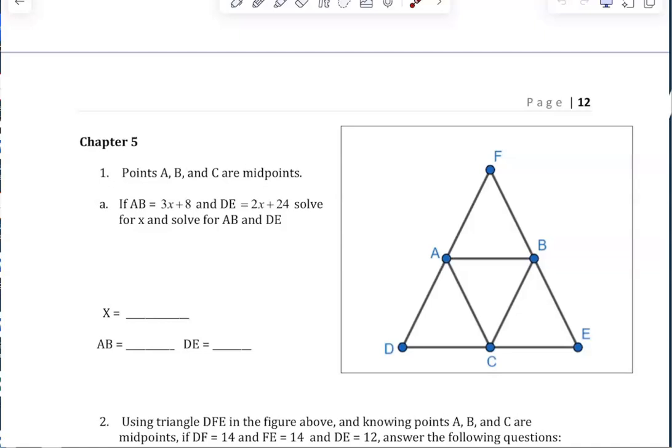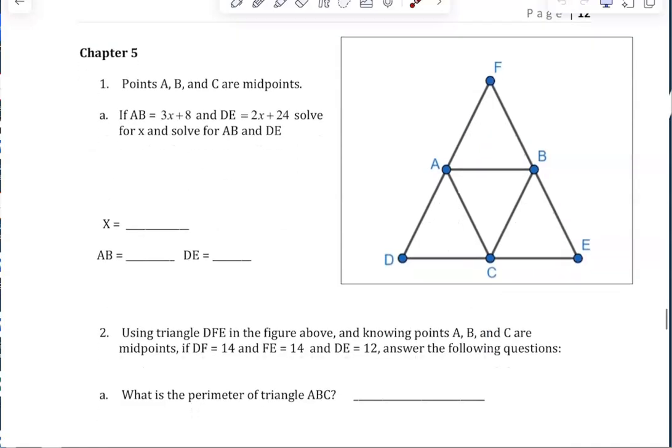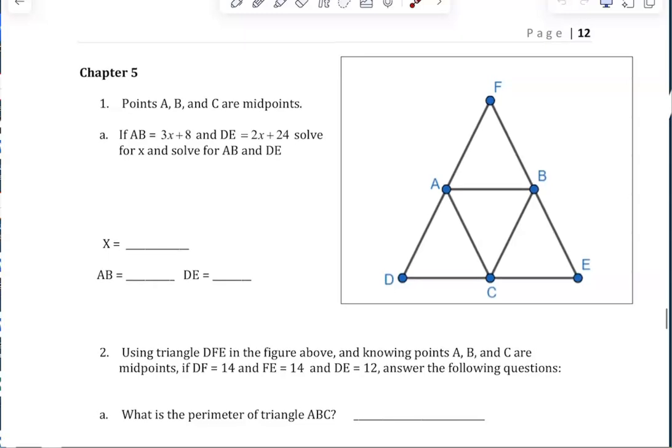Okay, in this video, we're going to go over the Chapter 5 material from the midterm review. So here we are, Chapter 5, page 12, and we see that we have a triangle off to the right here, and it says points A, B, and C are midpoints. So these are the points that they're talking about, so draw your attention to these. If they're midpoints, I know a lot of things.